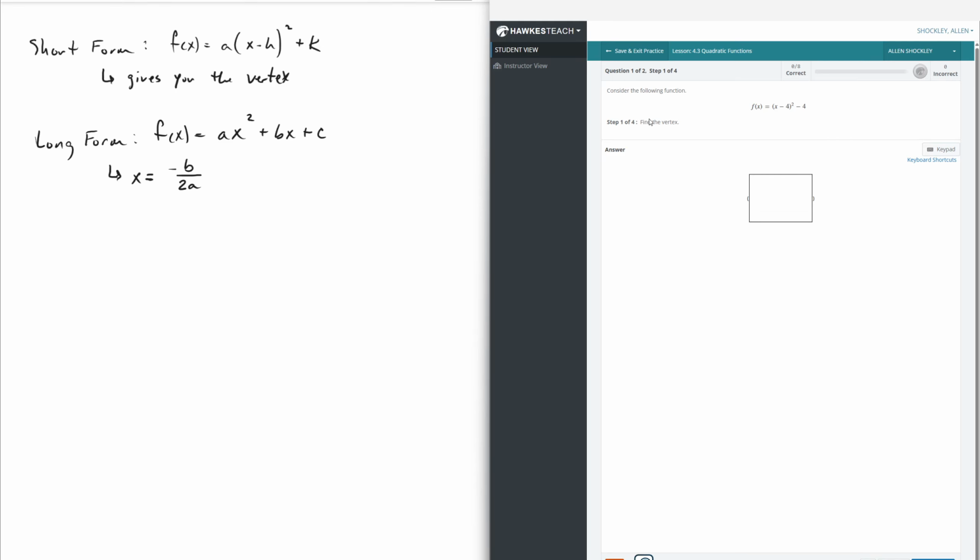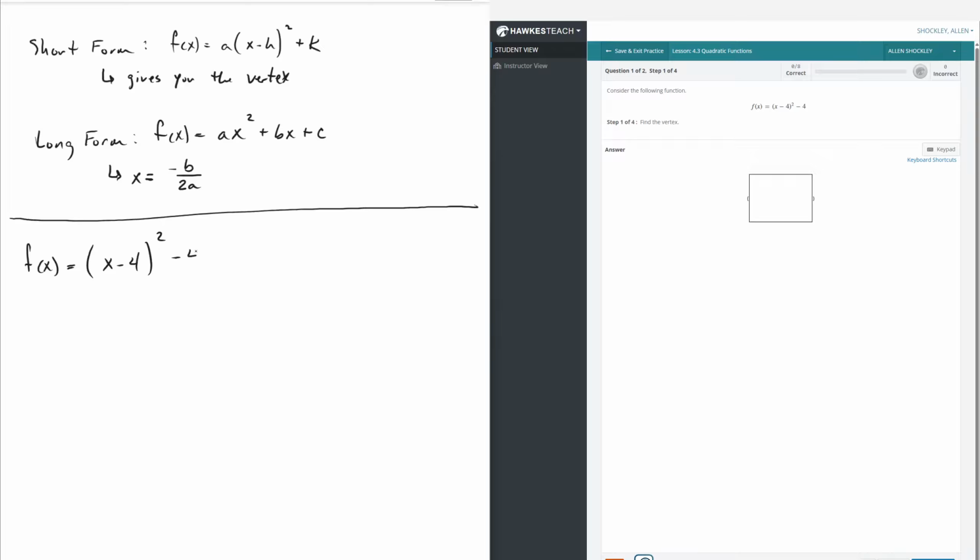For this one, it wants us to find the vertex, and we lucked out. We get to find the easy one. So f of x equals (x minus 4) squared minus 4. And for vertex form, what we're looking for is this h and k. That's going to be the center or the vertex of my parabola. So for us, it is going to be located here and here.